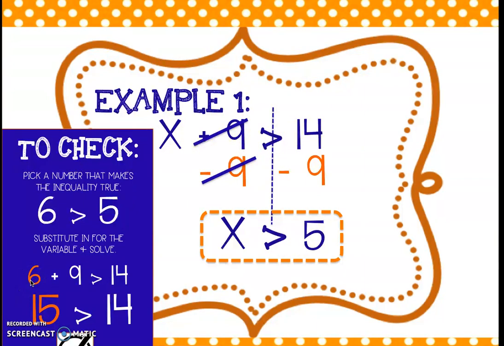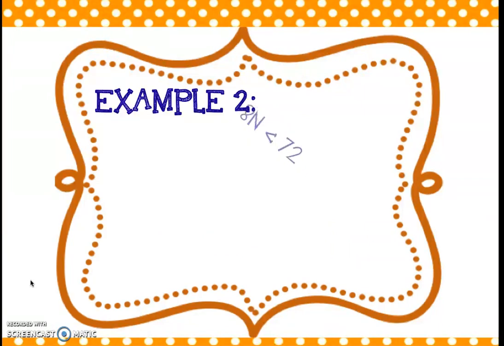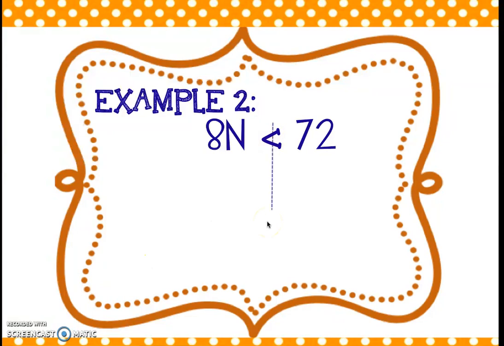Okay, all right, so let's look at number 2. Number 2 is our multiplication example, and we have 8n is less than 72. So we're going to, again, split our inequality straight down the middle. Okay, we have our line drawn through the middle of our problem, and we can see that we have a variable right next to a coefficient, so we know that multiplication is happening here.